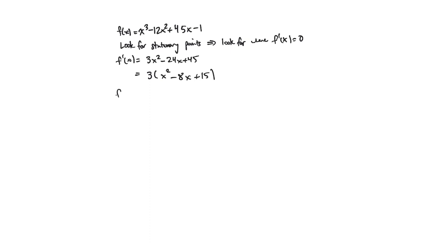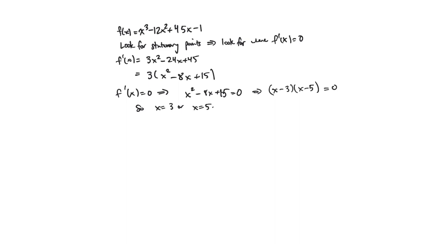Okay, and so if we set this equal to 0, then we can ignore the coefficient of the 3 because it would just divide out. Oops, 15. Okay, and so in this case, we can hopefully factor this. 15 is, of course, 3 times 5, so this would factor to be (x minus 3)(x minus 5) equals 0, so x equals 3 or x equals 5. Those are our stationary points.